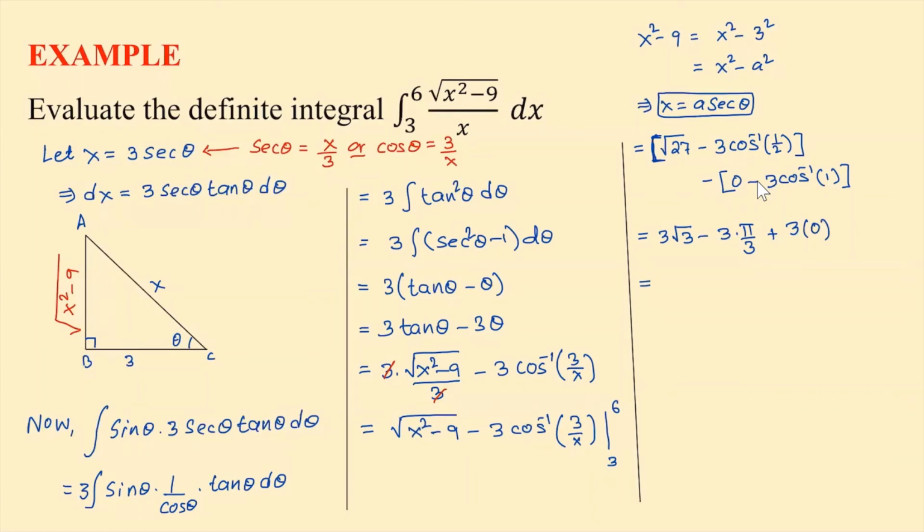So that is equal to 3 square root of 3 minus 3, and the 3 divides out, and we are left with pi there. And 3 times 0 is 0. So the only result is 3 square root of 3 minus pi. So that is the value of this definite integral given here.